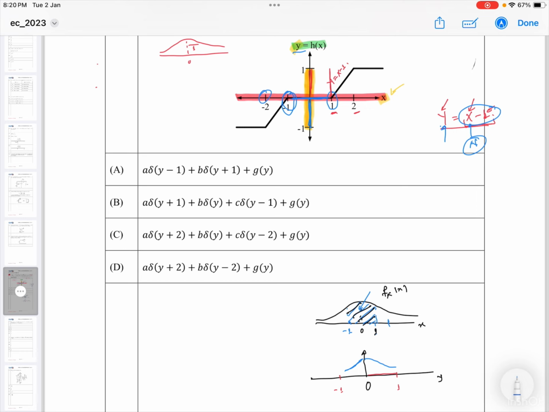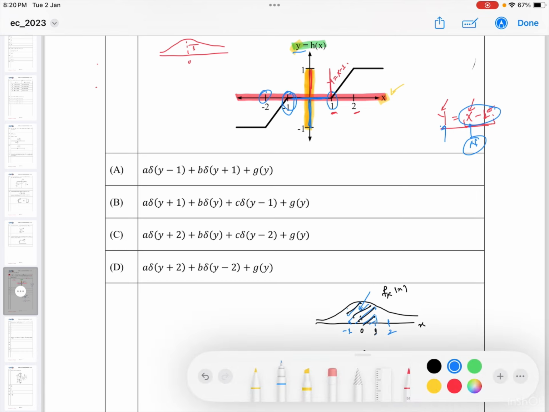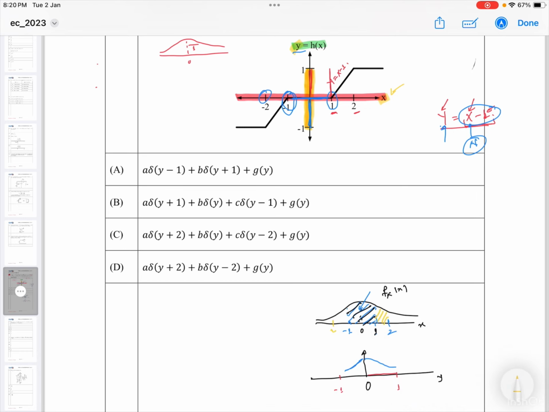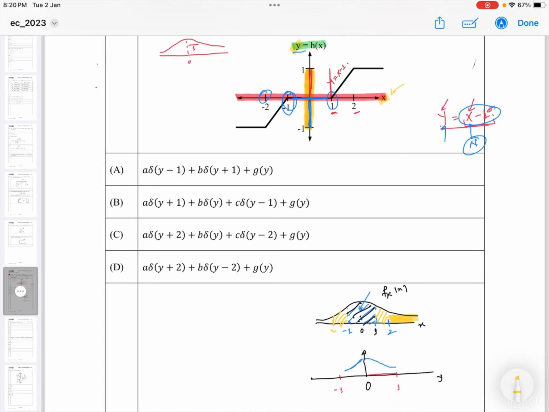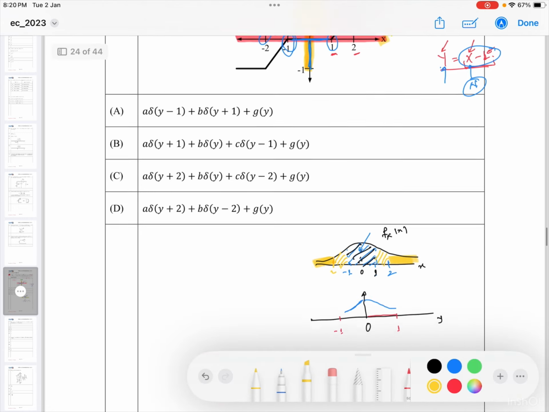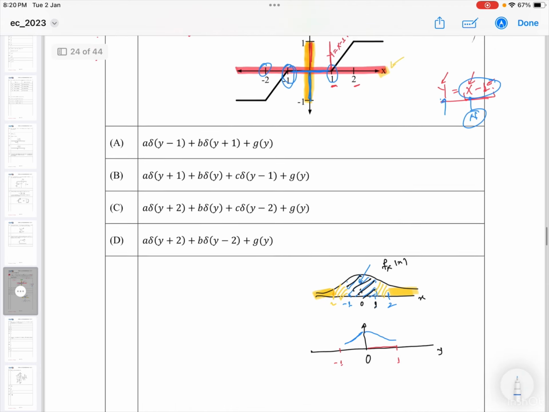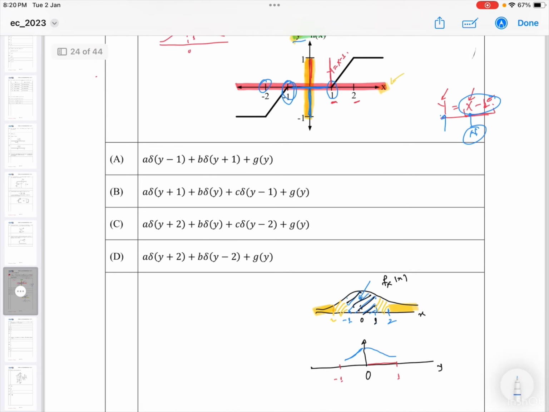Okay, so we have calculated from here to here, right? Now we are left with this area, this part and this part. If you see, for x greater than 2, we have y = 1, right? So this probability will get mapped at y = 1. So here we will have again an impulse, and similarly for this part.